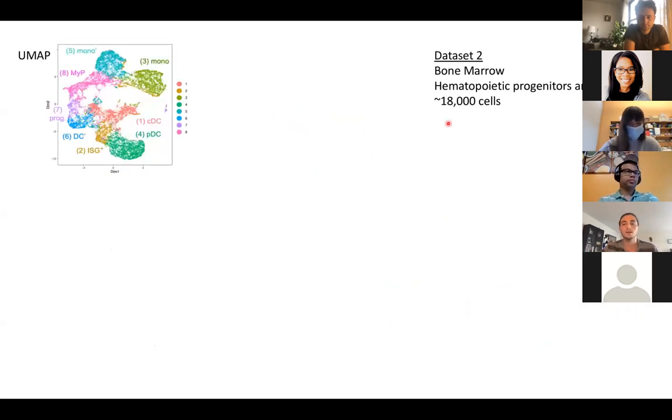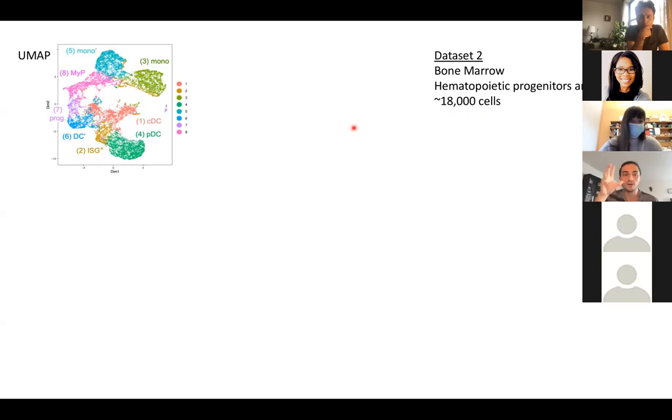Okay. Now, just jump into one other data set that we've been working a lot with. This one is a bit more complex. It's also bone marrow. It's also hematopoietic progenitors and precursors from the bone marrow, isolated in a slightly different way that I think for our discussion is not terribly important. But there are many more cells. Now we're up to about 18,000 cells that passed QC.